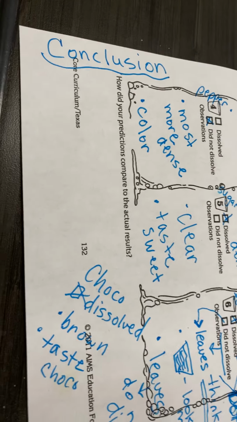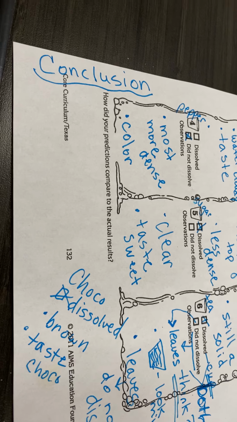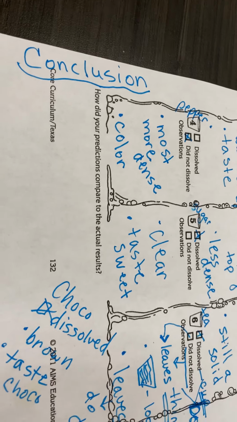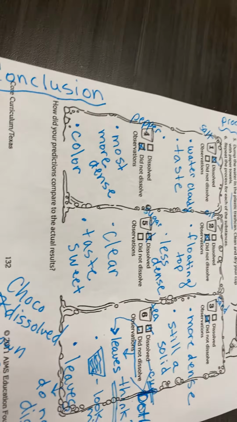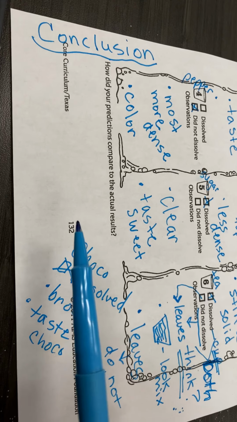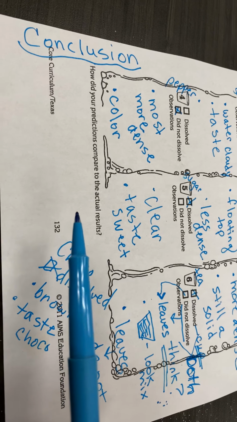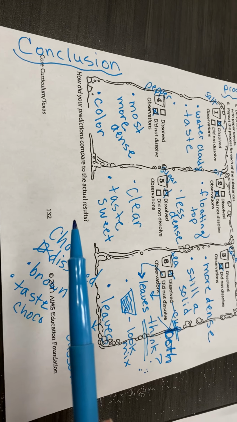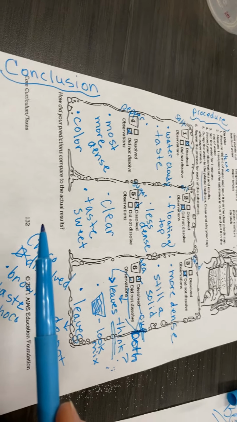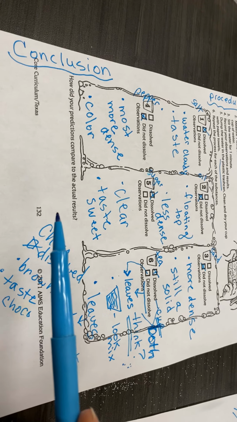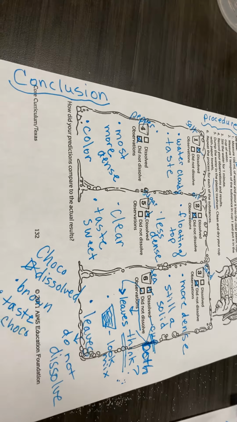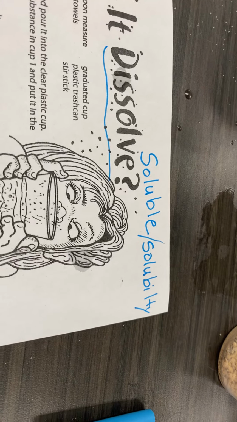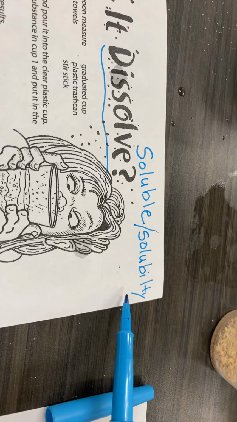So this is what we have learned. It says, how did your predictions compare with the actual results? When you're thinking about what you learned, your conclusion, you are thinking about your hypothesis as compared to what really happened. I want you to write a complete sentence about what you learned, about your results and your hypothesis. It should probably take 2 or 3 complete sentences. So today we found out what things were soluble, that have the solubility physical property.